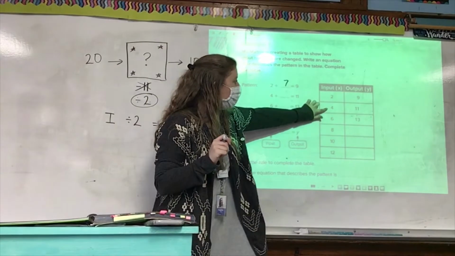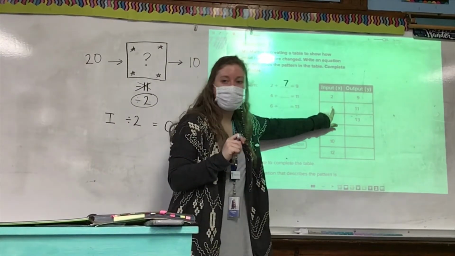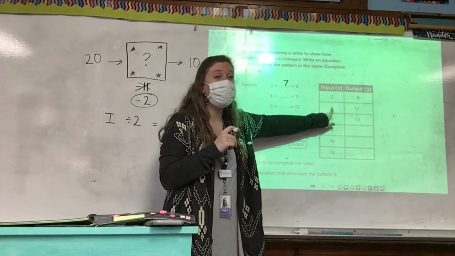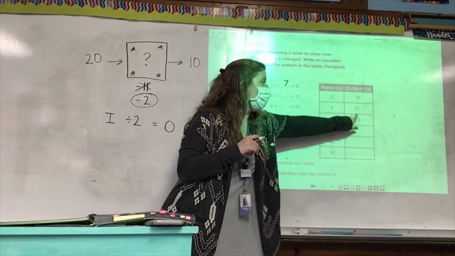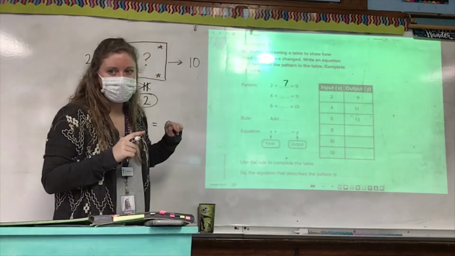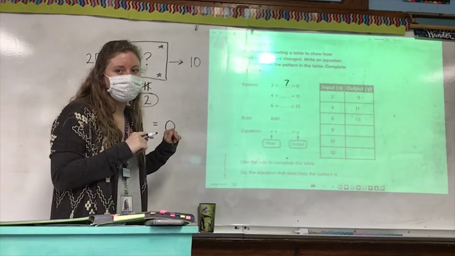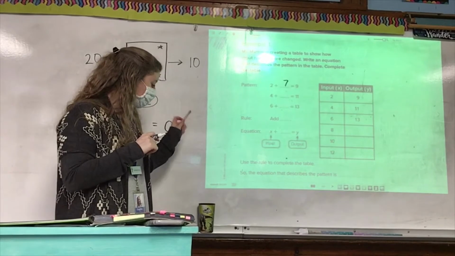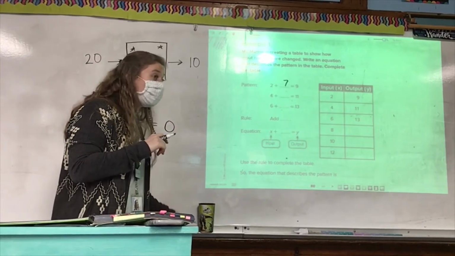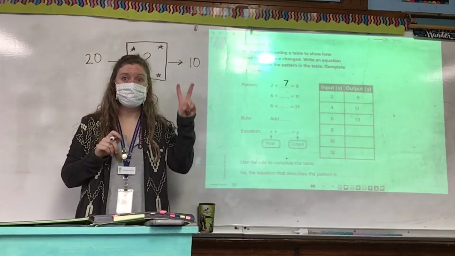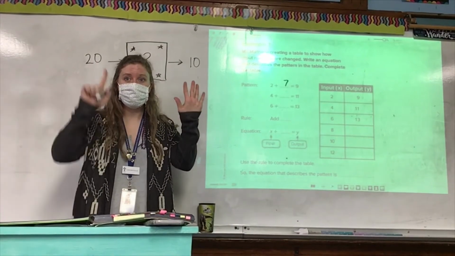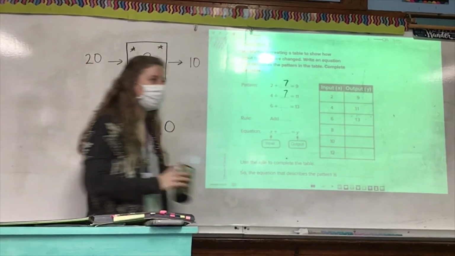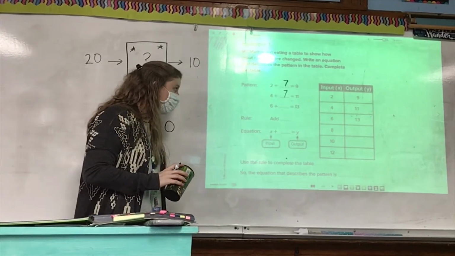Well, next we have 4. We put 4 in, out comes 11. What do we have to do to 4 to get 11? Michaela? Add 7. 4, 5, 6, 7, 8, 9, 10, 11. That's probably our rule. But let's check.